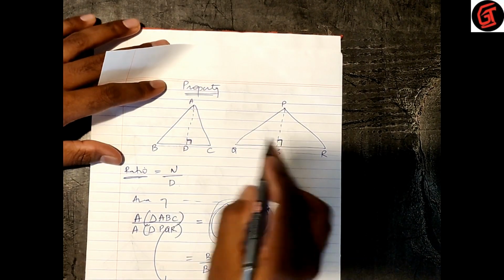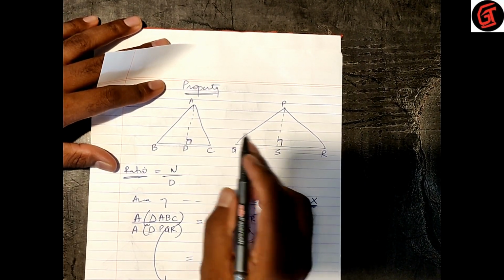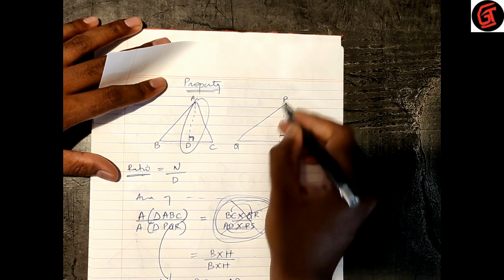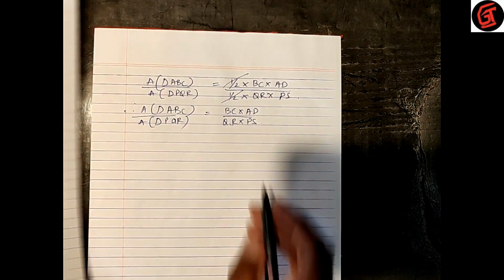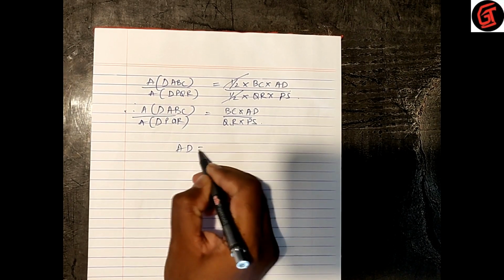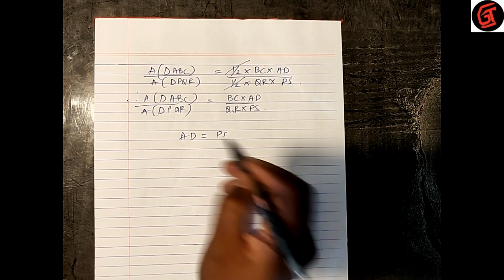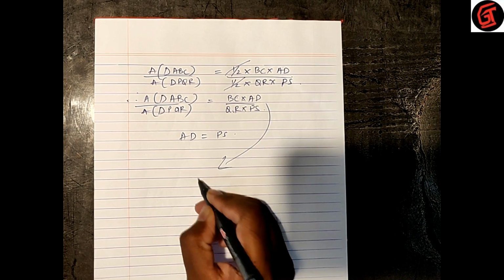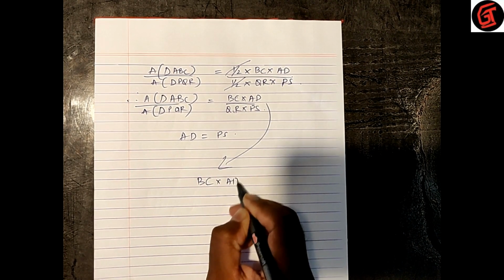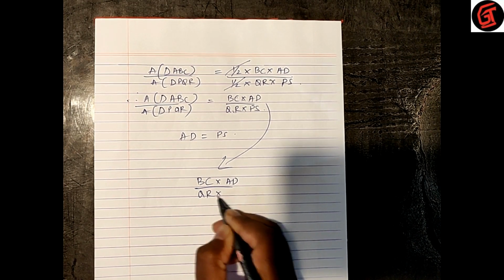Now if you see, we were talking about these two triangles. Suppose I'm saying that this height and this height are equal. Both these heights are equal. That means AD is equal to PS. So what does this mean? So this becomes, if we see, this becomes equal to BC into AD upon QR into PS.